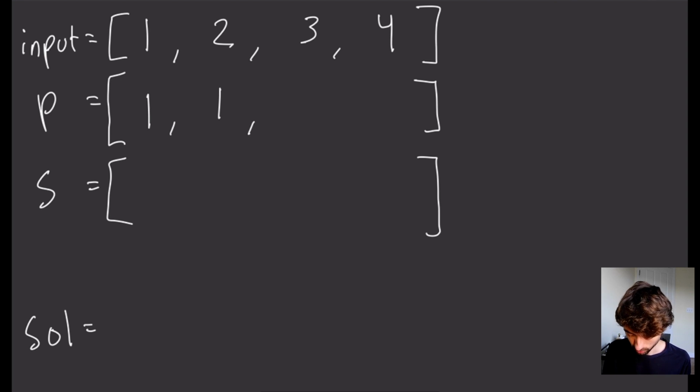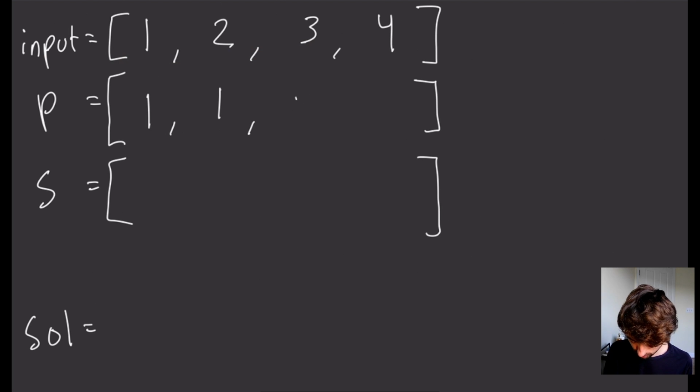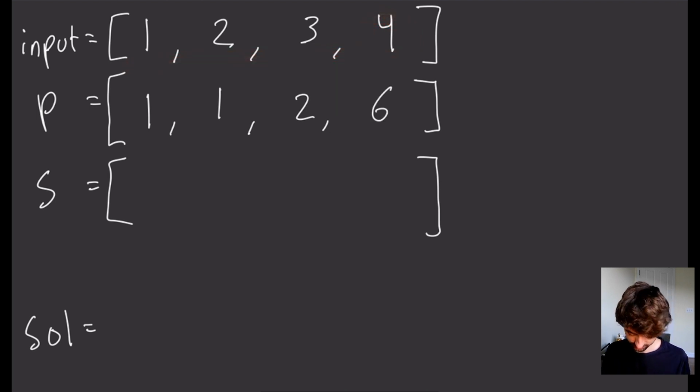Next, we'll look at 3. And the prefix for 3 is going to be the product of all the values before 3. So 1 times 2, which gives us 2. And finally, to calculate the prefix of 4, we just need to do the product of all the values that come before it, which is 3 times 2 times 1, or 6. So that's our prefix array.